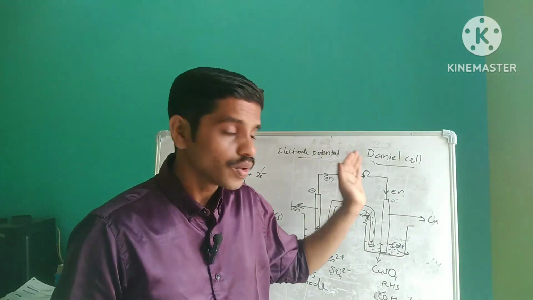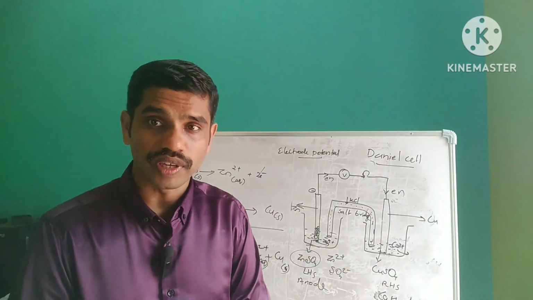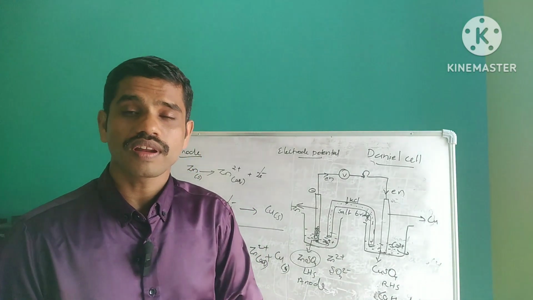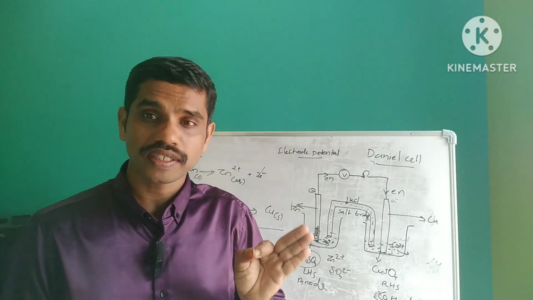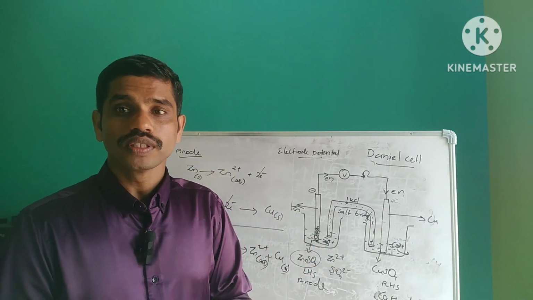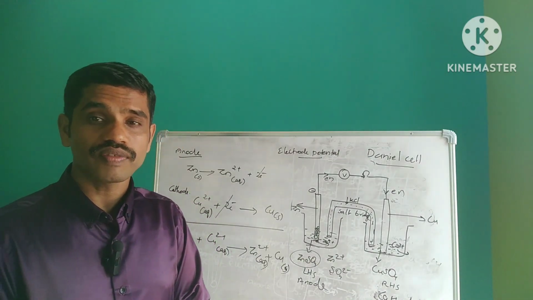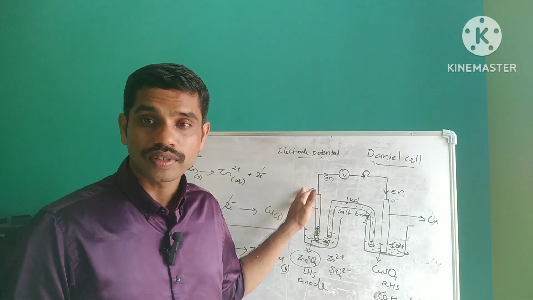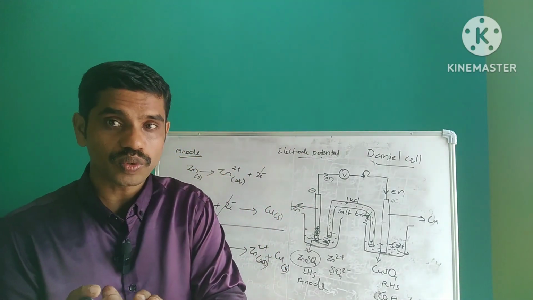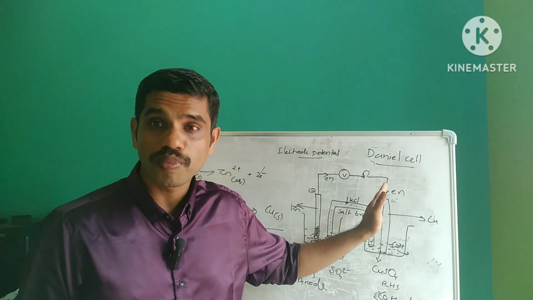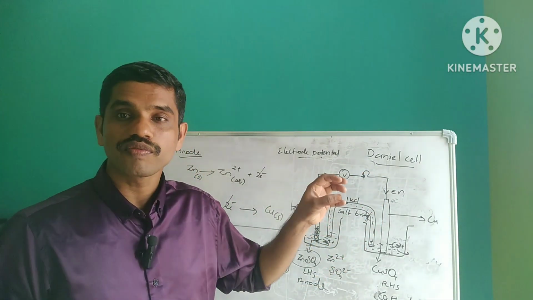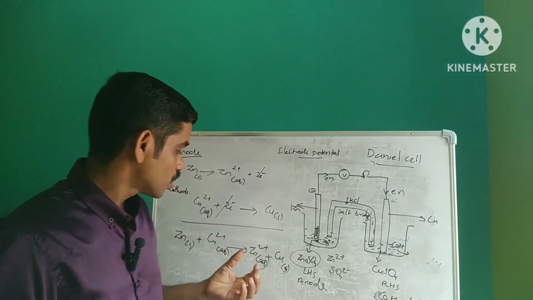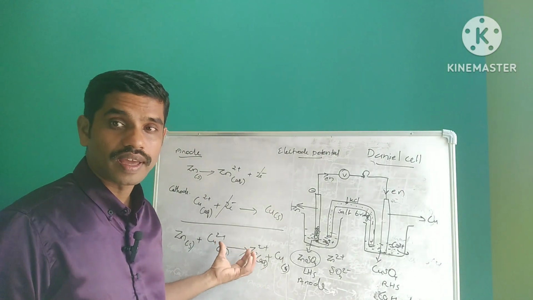So what is the direction of electrons? Always from anode to cathode, so from the zinc electrode to the copper electrode. Now, what is the direction of current? The direction of current is always opposite to the direction of movement of electrons. So the current will be from the copper electrode to the zinc electrode. Electrons move from zinc to copper, and current moves from copper to zinc. That you should understand. This is the total reaction occurring in the Daniel cell.